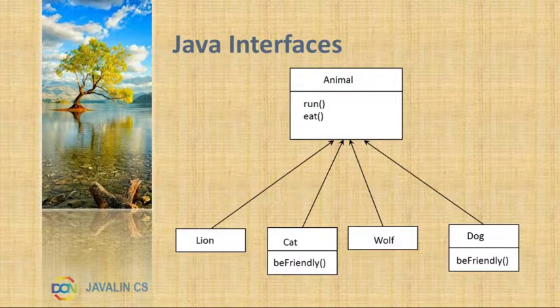A third option would be to add bee-friendly methods individually to the domestic animals. This allows for individual bee-friendly behaviour, but it opens the way to inconsistencies in how different programmers might write the bee-friendly method, and it loses the advantages provided by inheritance.